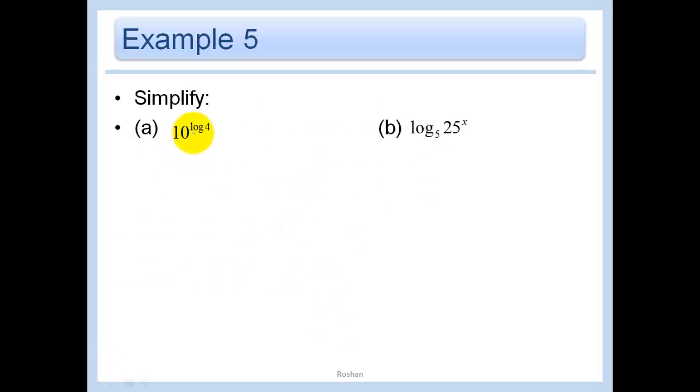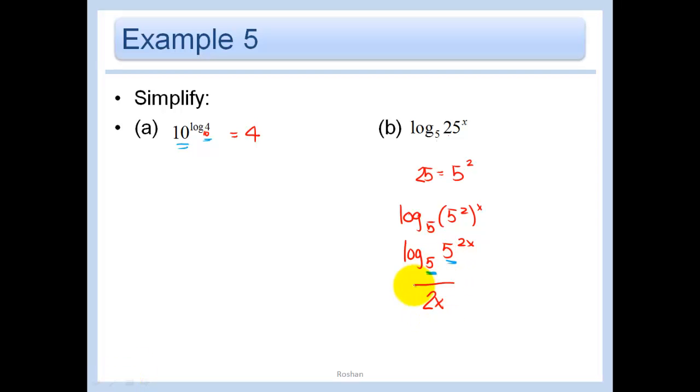So when I say 10 to the log of 4, remember if there's no base written, it's always a 10. And since the bases are the same of both of those operations, we just get 4 because they undo one another. Now here, they're not the same. But isn't 25 the same thing as 5 squared? I think so. So we could say log base 5 of 5 squared to the x power. And we know that a power to a power just means multiply. So 2 times x is 2x. And now that we have log base 5 of 5 to the 2x, those operations undo one another, and we just get 2x as our answer.